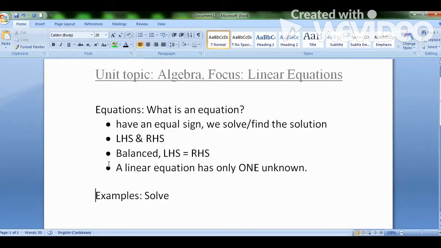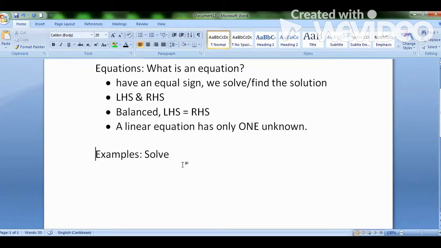So all of last year when we were factorizing and working on those algebraic fractions, all of those are called what? Algebraic expressions. If you put an equal sign to it, everything changes and it's called an equation. All right, so solve the following. Now I will start off with something basic, very simple.